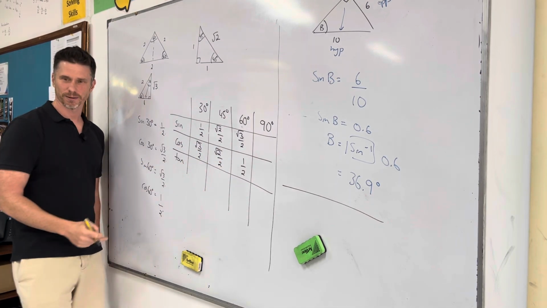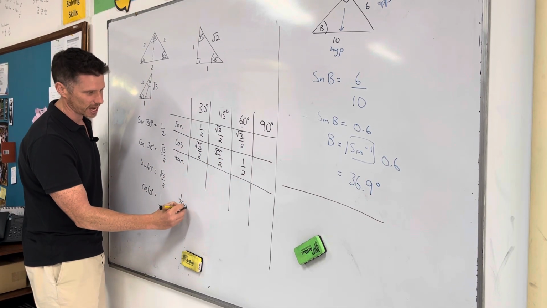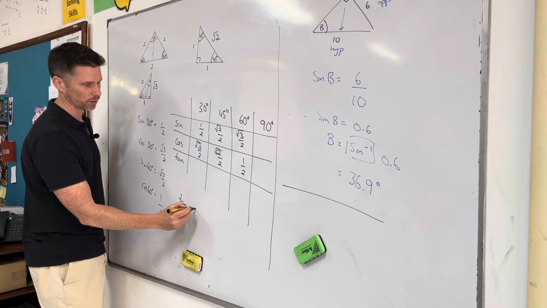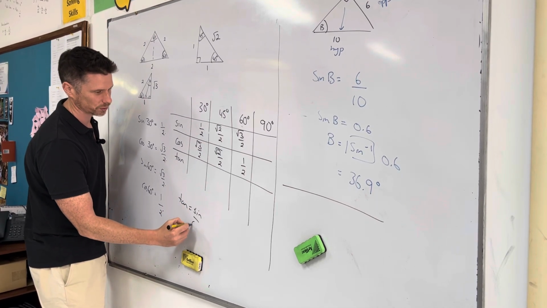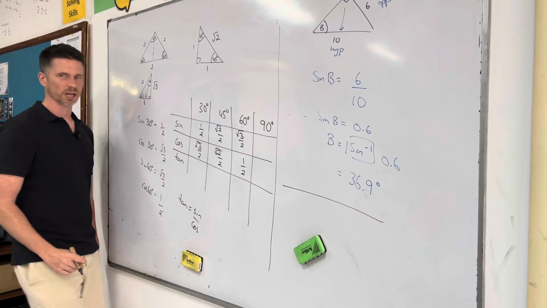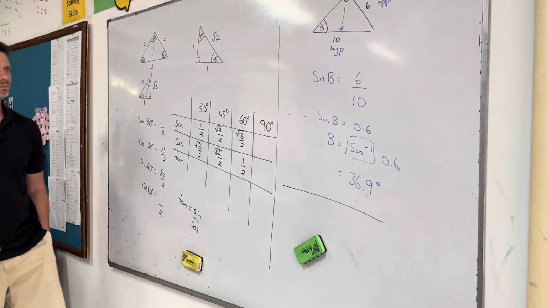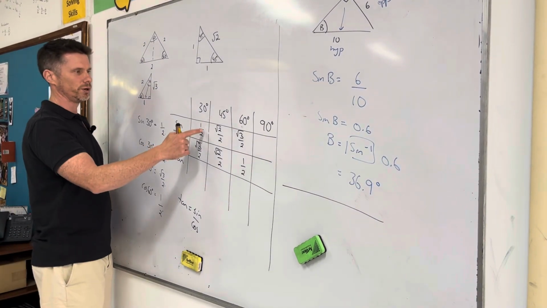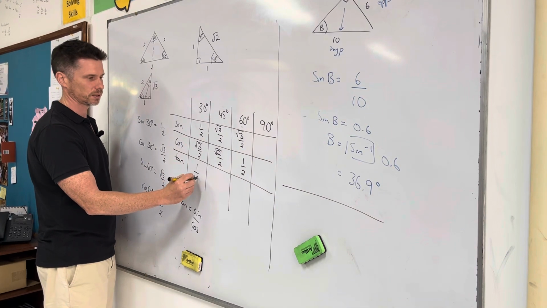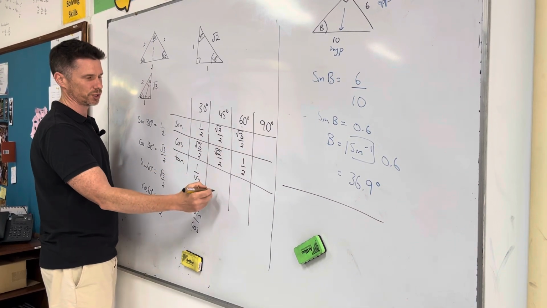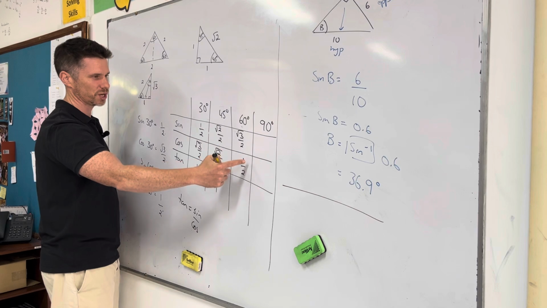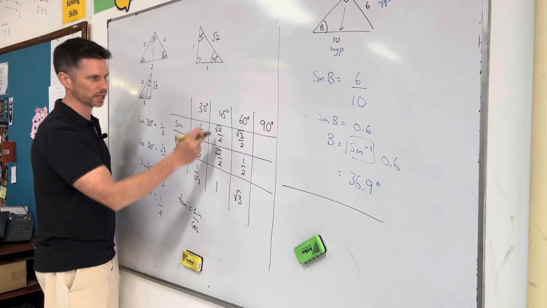What is tan then? Tan of an angle is always the sine over cosine. The sine over cosine, always. So 1 over root 3, yes. Root 2 over 2, which is just 1. And root 3 over 1, which is root 3. So you get it from the ones above.